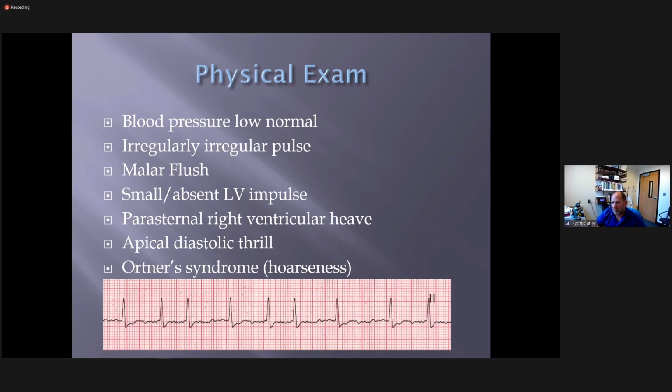Okay, and then we have what's called Ortner syndrome, which is a hoarseness. So going along with that whole lung issue and stuff like that, they might have a hoarse sounding voice and some coughing.